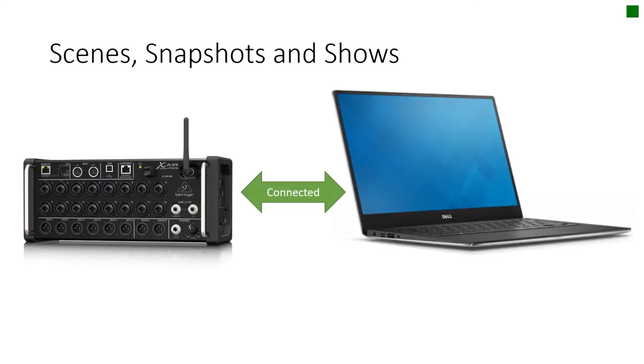This video will take a look at saving information from your Behringer X Air digital mixer so you can save the settings that you've set up for later recall. So let's say that you've got your Behringer X Air series mixer, in this case a Behringer XR18, and you've got it connected to a computer either wirelessly through Wi-Fi or through an RJ45 cable.